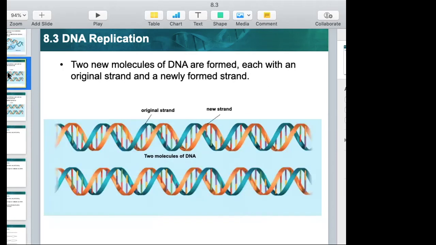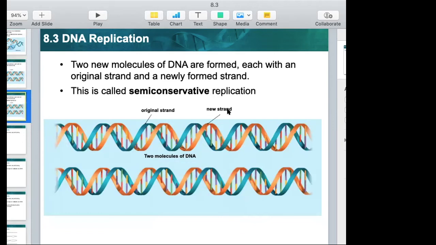So two new strands of DNA are formed. You can see these two right here. Each one has an original strand, which you can see in blue, and a new strand, which is gold. This is called semi-conservative replication, where you have an old and a new strand. So each one has an old one, which builds off a new one. And when a new cell is formed, it has an old strand along with a new strand in it.